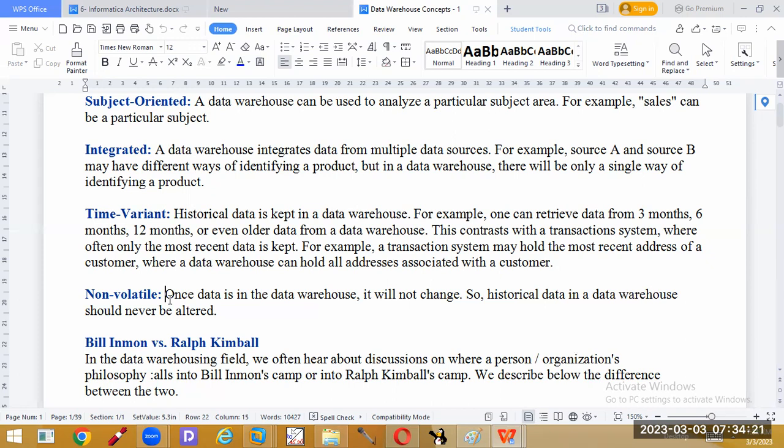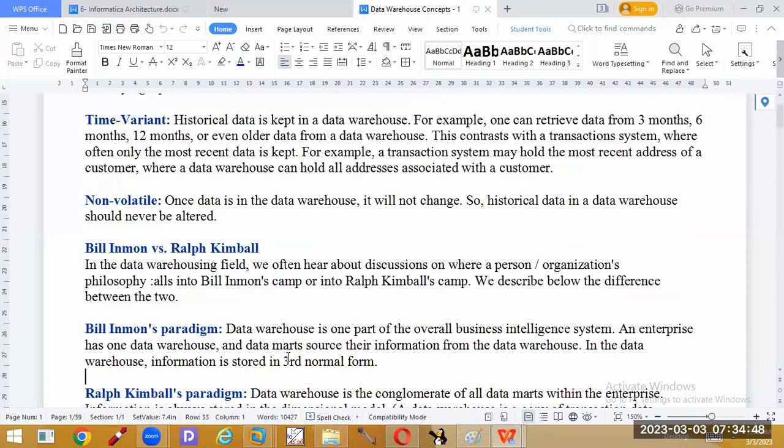It will come the next day, and the data will be in the changed state. But your previous data is already there, and your new data will be inserted, so that you can analyze what the previous data was and what the current data is. Non-volatile means it will not change. Historical data in the data warehouse should never be altered. That is the concept. Never change, right? That's why we can show the previous and current data.